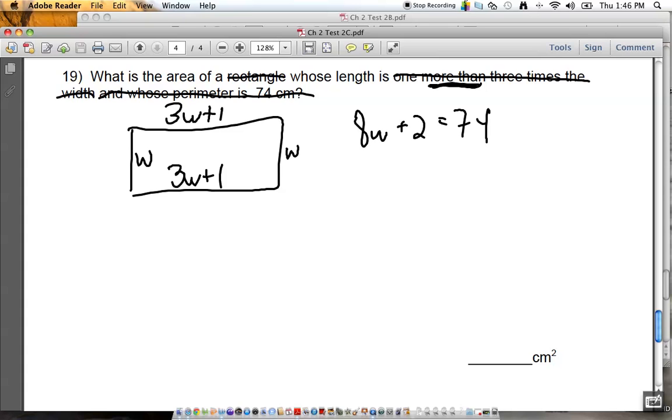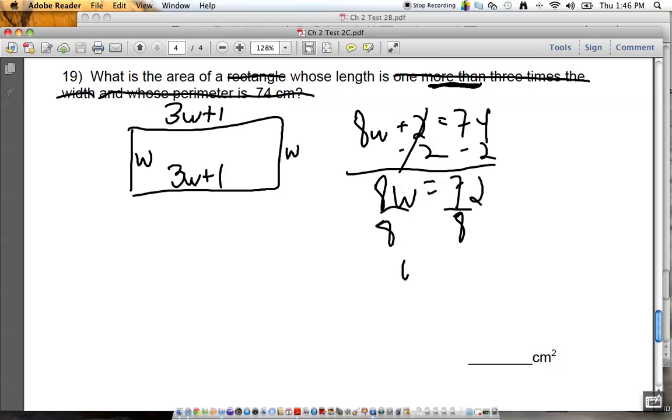Okay, so again, if we work this out, we minus 2, we divide by 8. Minus 2, God, I hate that phone, but I got great news today. I was told that on Monday, they're going to put the phone up on my desk, so I don't have to deal with that anymore. Divide by 8, W is 9, so this guy is 9, and then 3 times 9 is 27, plus 1 is 28.